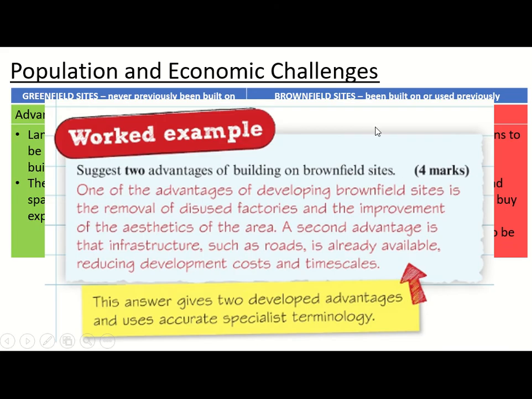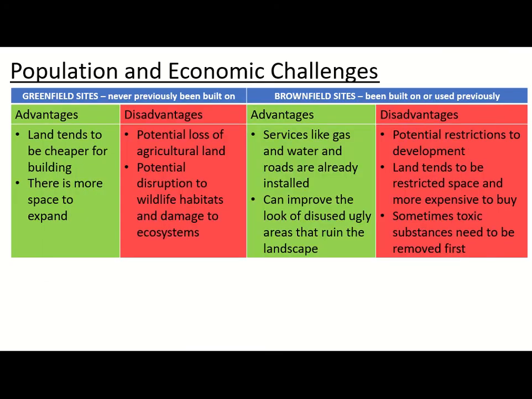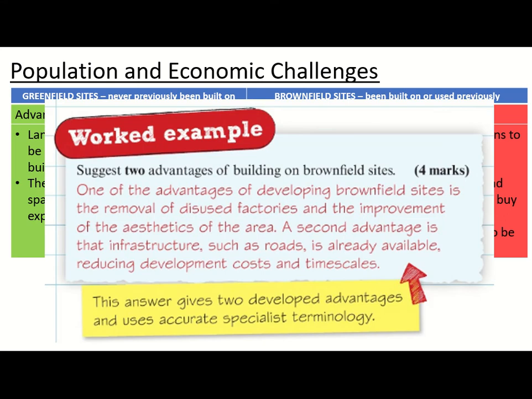Okay, using the information that you've got from the table before. If you want to practice this, it might be worthwhile using this exact same table, but just varying up the question. So suggest 2 disadvantages of building on Brownfield sites, and then try and answer it. Suggest 2 advantages of building on Greenfield sites. Suggest 2 disadvantages of building on Greenfield sites. If you've done that, you've done every possible exam question on Brownfield and Greenfield sites with regards to an explain. Now attempt those if you want to. If not, we're going to move on to the next part.